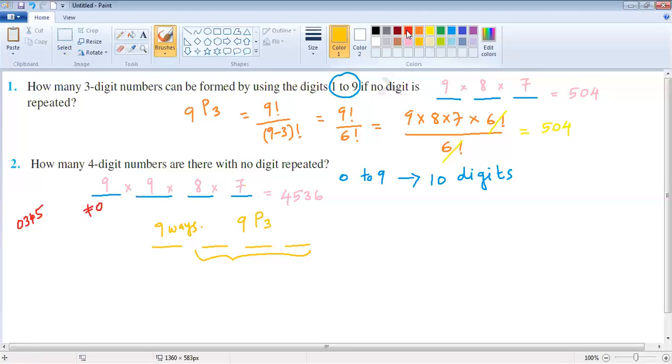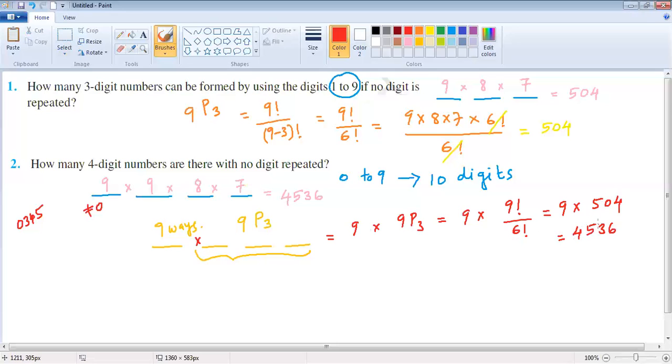Now we can use the fundamental principle of counting. The first position can happen in 9 ways. The remaining positions can happen in 9P3 ways. So both together can happen in 9 into 9P3. So 9 into 9P3 is 9 factorial divided by (9 minus 3) factorial, 6 factorial. We saw this above. 9 into 9 factorial by 6 factorial is 504, and 9 into 504 is 4536.